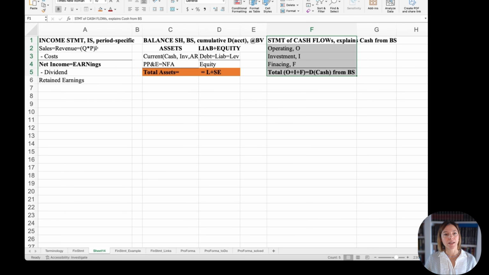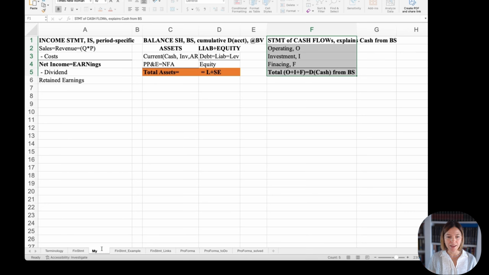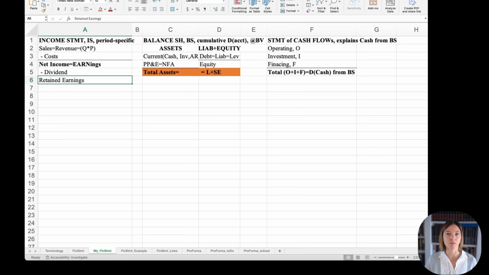We're coming in the next video to create a bigger breakdown for income statements and the balance sheets. But before we do, let's rename this tab as My Financial Statements. You are creating it yourself. And go ahead and save this file wherever you're saving the files you're working on.